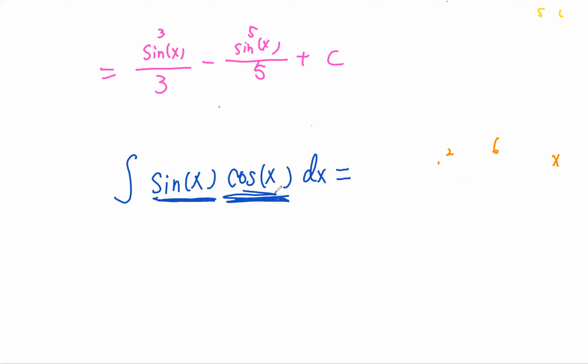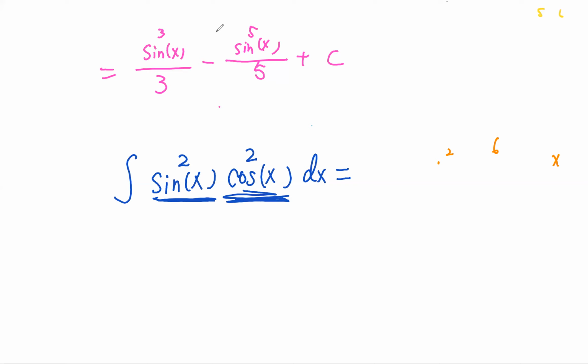Okay, let's change this. So we did even and odd. Let's do both are even. So we did one before, which is sine, cosine. That's even, and that's odd and odd, right? Let's do square, square. Both are even right here. How can we solve that?